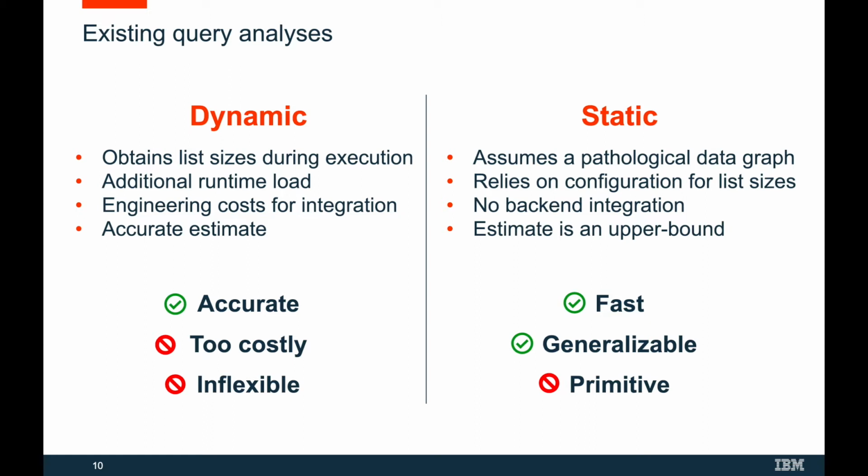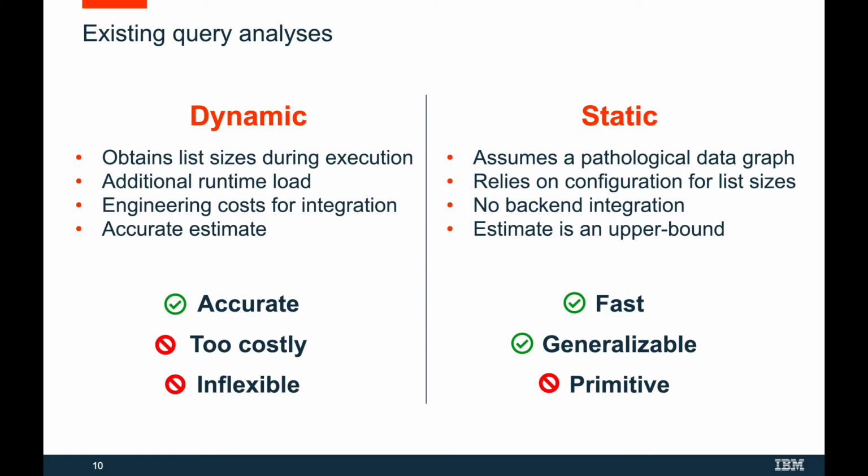Query cost analyses fall under two camps, dynamic and static. While dynamic analyses calculate the cost of a query as the query is being executed, static analyses calculate the cost of a query before the query is executed. As a dynamic analysis steps through a query, it will probe the backend for exact list sizes. However, by querying the backend potentially numerous times, the runtime cost will add up. In addition, configuring the analysis to probe the backend will require substantial engineering effort. In some cases, it may even be impossible.